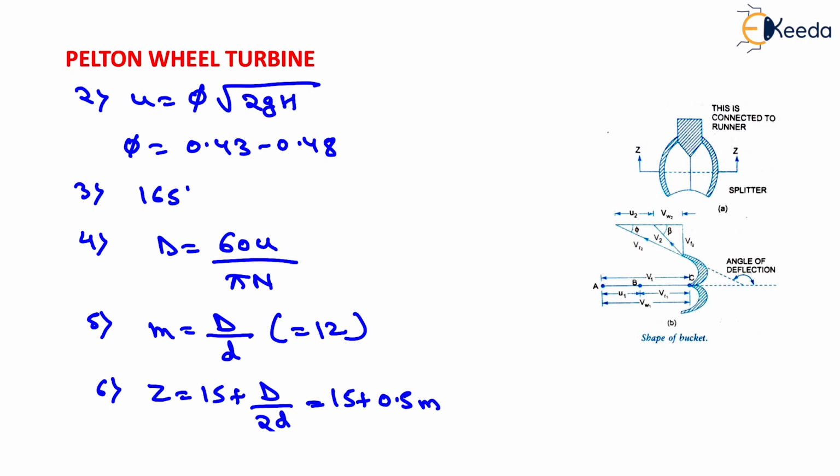And the last one is the number of jets. The number of jets is obtained by dividing the total rate of flow through the turbine by the rate of flow through a single jet. Those are the 7 important points which we have to remember in case of the Pelton wheel turbine. That is all about the Pelton wheel turbine.